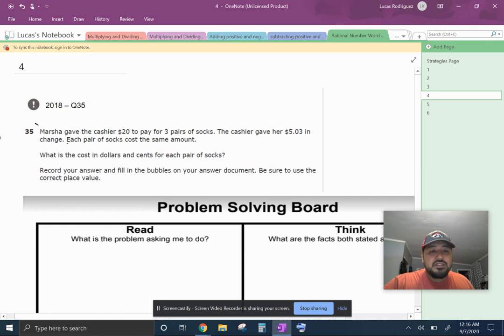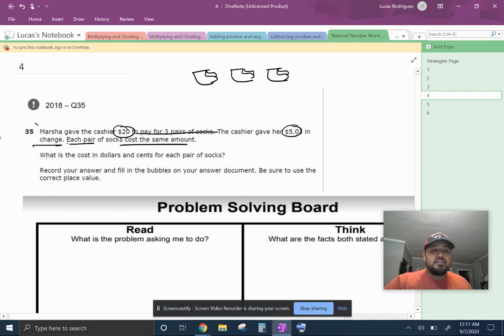It says Marcia gave the cashier $20 to pay for 3 pairs of socks. I'm actually going to do a draw it for this one. A pair has 2. So she paid $20 for all this. The cashier gave her $5.03 in change, so I know it wasn't $20 for these 3 pairs of socks. Each pair of socks cost the same.